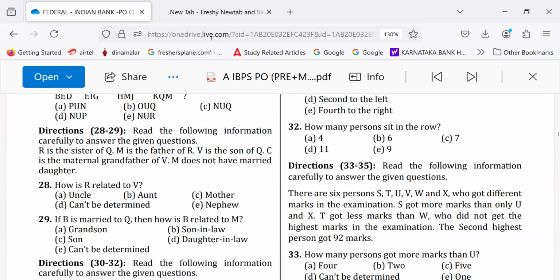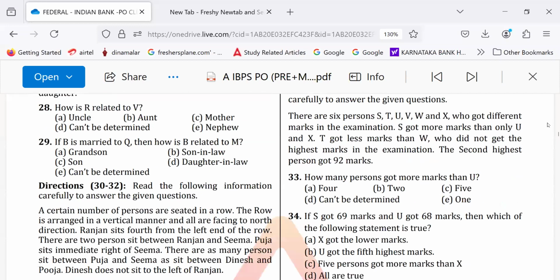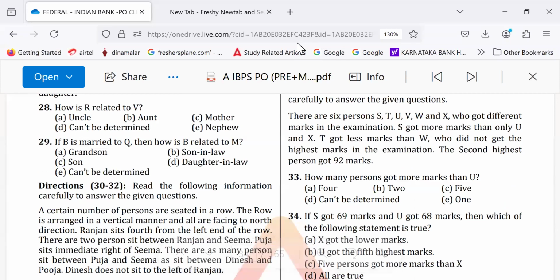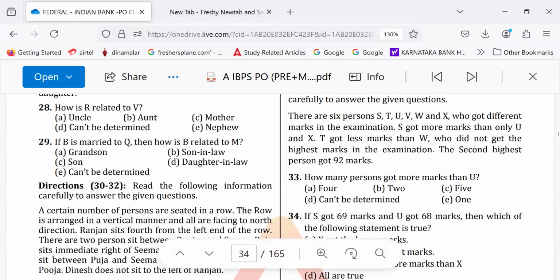Who can volunteer to read? Please, somebody should volunteer to read. Muthupriya, are you there? Yes, sir. Muthupriya, please read.